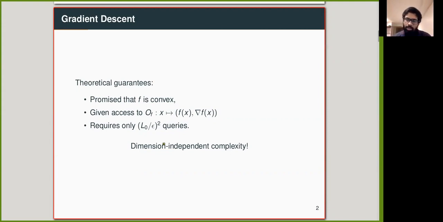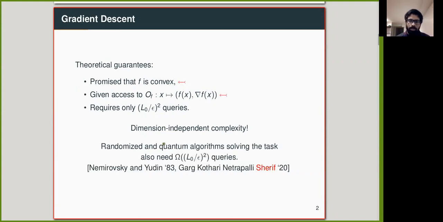Now, gradient descent has been studied quite thoroughly. We know that despite this being a deterministic algorithm, if you have randomized algorithms or quantum algorithms that solve this task, they also need essentially the same number of queries. And when I say solve this task, I mean, again, you're promised that f is convex and you're given access to the same kind of oracle. The randomized lower bound was known for decades. The quantum lower bound we recently studied and showed just a couple of years ago.